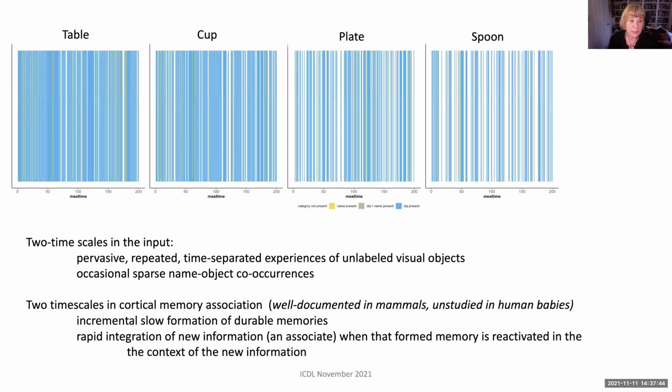So what we're suggesting is that we have two time scales in the input: pervasive, repeated, time-separated experiences of unlabeled objects. This leads to incremental learning about those objects, robust memories of what a table is, and occasional sparse name-object co-occurrences. But they occur when the visual object is present and you're in a mealtime context. So it's likely reactivating those visual memories and allowing for rapid integration of the name into those visual memories, okay?